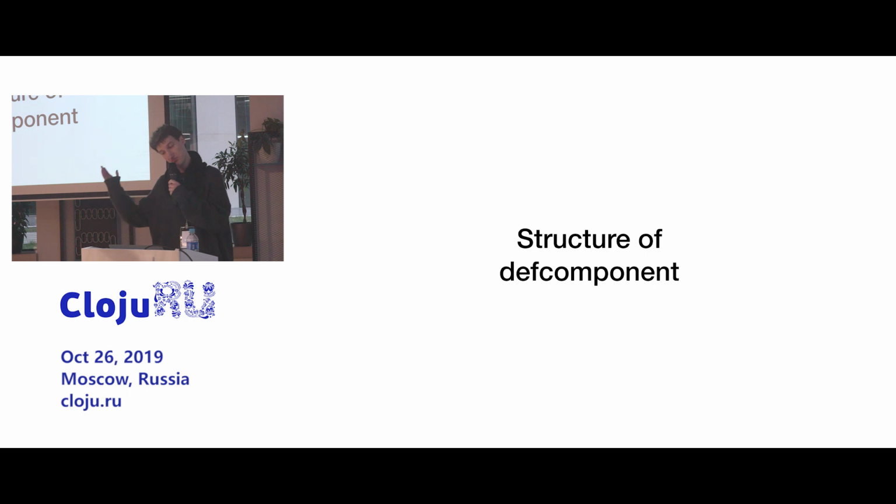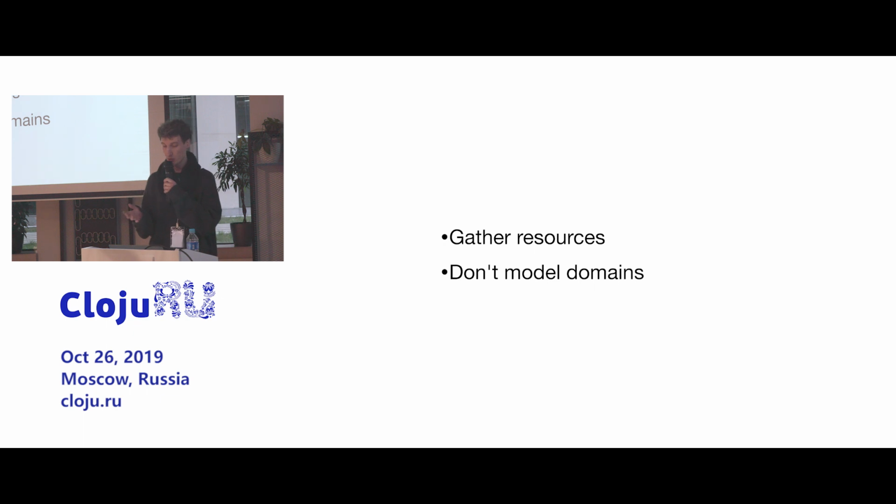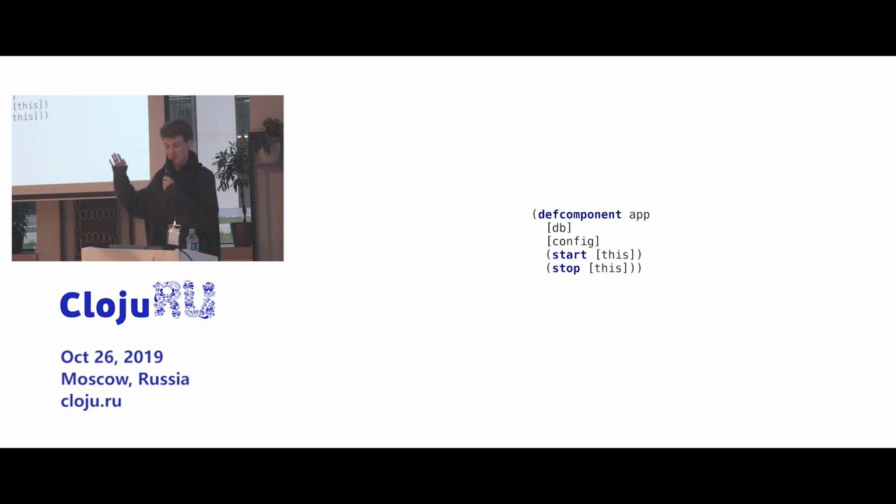I'd like to present the structure of the dev component, which we use, as I said, to gather resources, and we don't model domains. So this is the simplest representation. A dev component has a name of the component. It has a dependency, like it depends on a database. It also has config data, which is available inside this component.